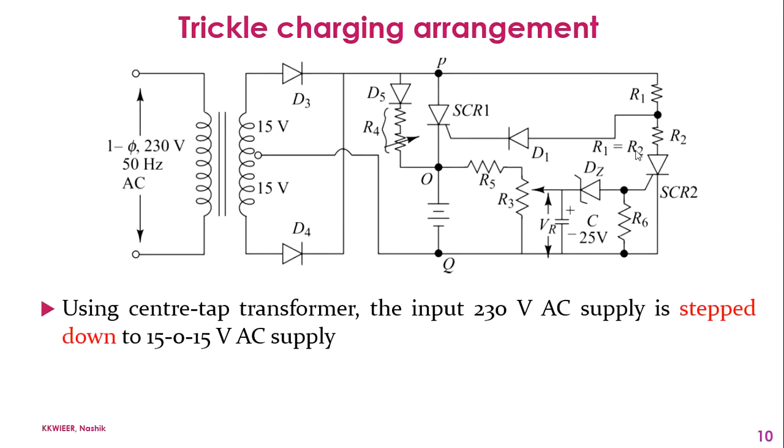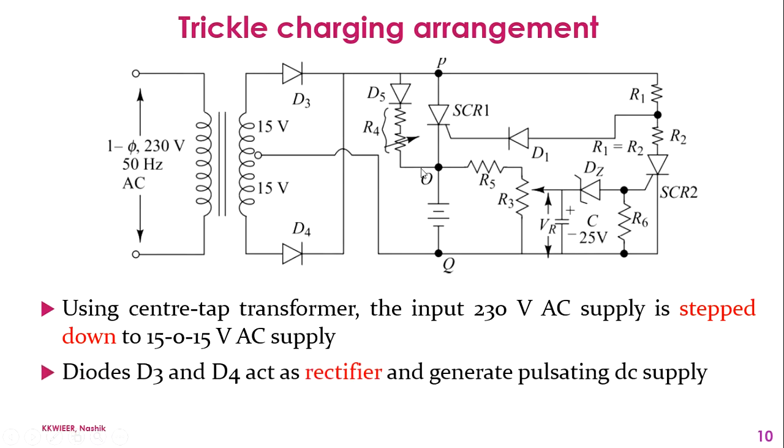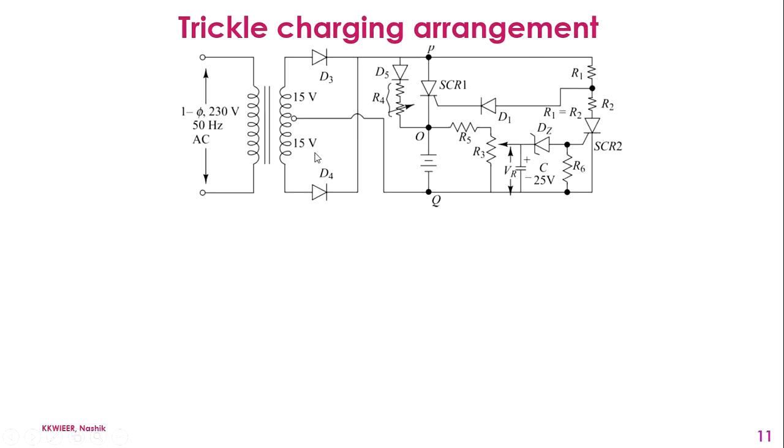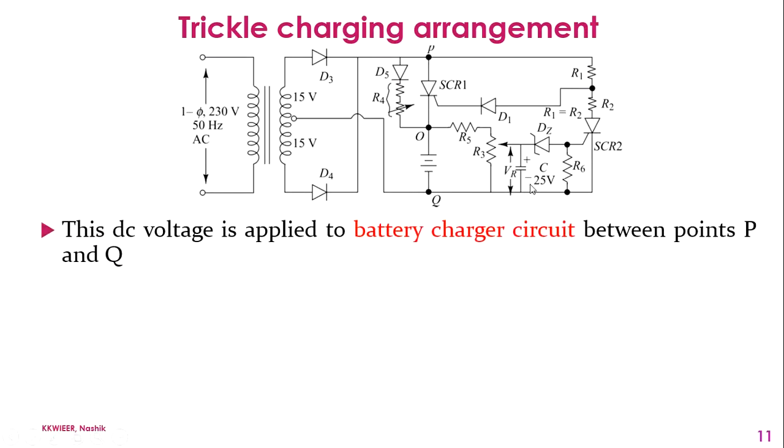Now in case of trickle charging arrangement, using the same circuit at the input side, that is using center tap transformer, this input 230 volt AC supply is stepped down to 15-0-15 volt AC supply. So this input side circuit is similar to that of the previous diagram, but in this case the diodes D3 and D4 act as a rectifier and generate pulsating DC supply. This is also similar. Then what is the difference in this?